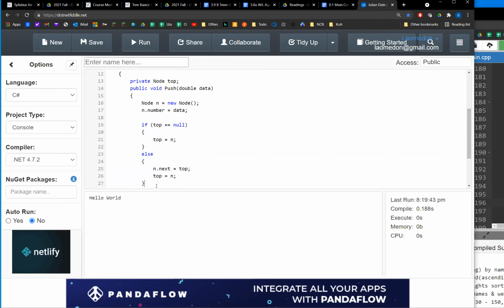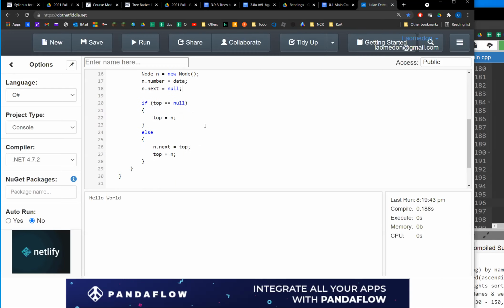All right, we can apply this. The stack is empty when the top is null. So we say the top is n, and n's next is null. Otherwise, n's next equals top, and then the top is n.